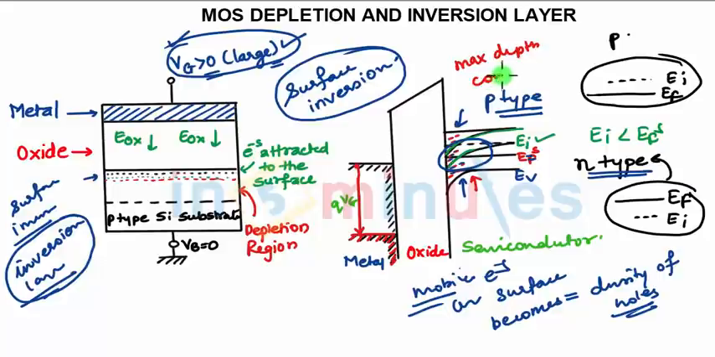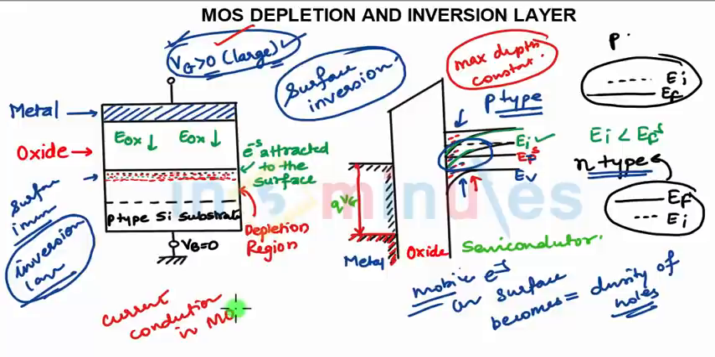Now a very important point: the criterion of creating a conducting surface inversion layer through externally applied gate voltage bias is an essential phenomenon for current conduction in MOS transistors. So this inversion is required for the working of the MOS transistors.